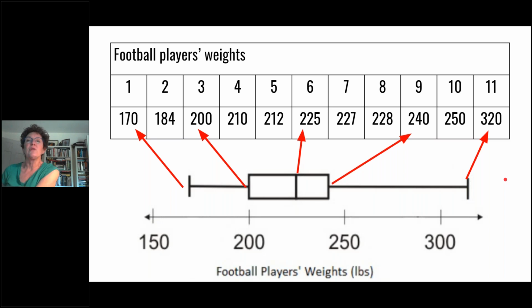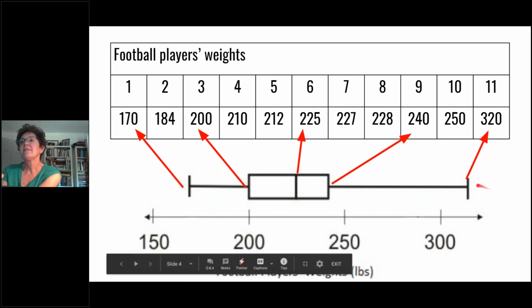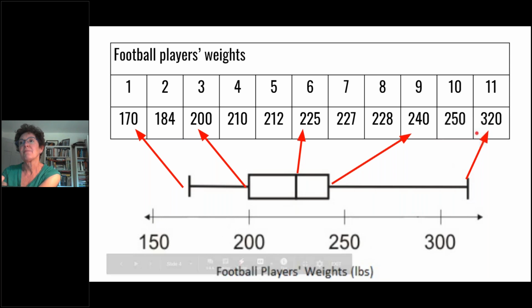Now, if we look at this, just trying to get an idea of what is going on, we can see that one of the important data points is the minimum, or the least amount, the smallest weight. This data point over here is the maximum, or the greatest weight. So those are two very easy things to spot right off the bat.